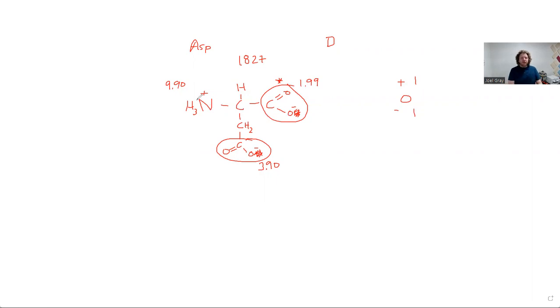Now, finally, at a pH of above 9.90, well, that means that all of these groups are going to be deprotonated. The carboxylic acids will both be negatively charged, whereas the N termini is going to have no charge whatsoever. Rather than being NH3 plus, it's going to be NH2 with a lone pair of electrons. So no charge whatsoever, but that does mean that the molecule as a whole has a -2 charge. So aspartic acid could be +1, 0, -1, or -2, depending on the environment in which it's in.